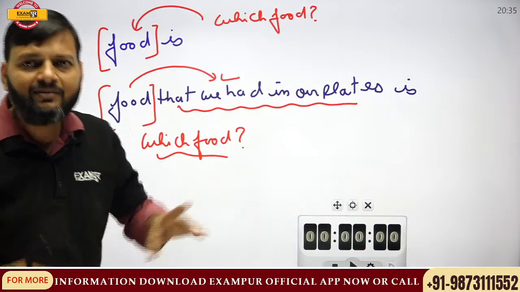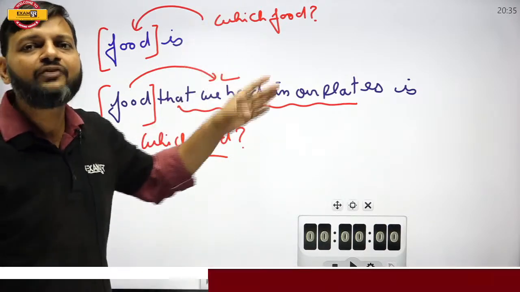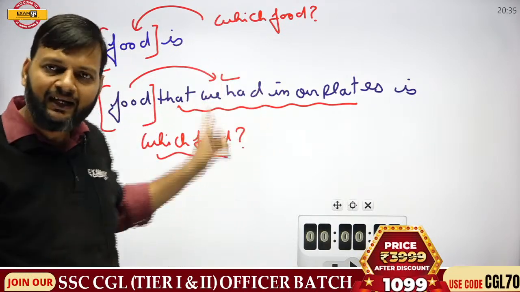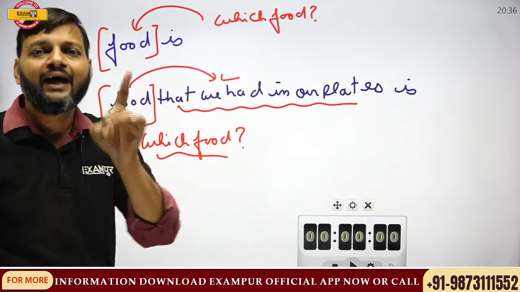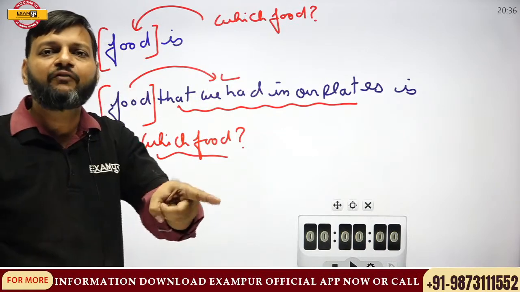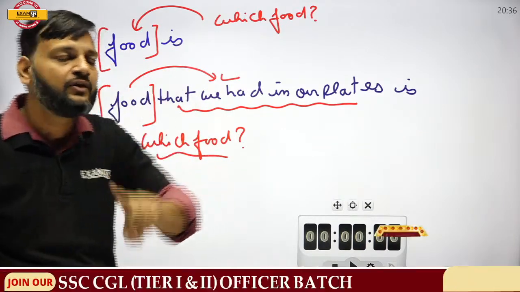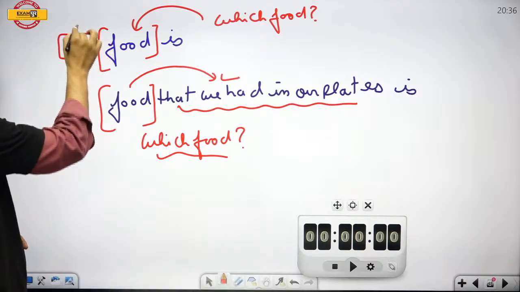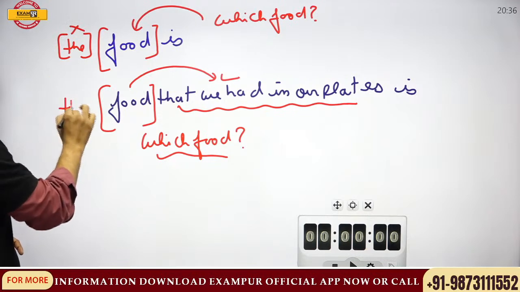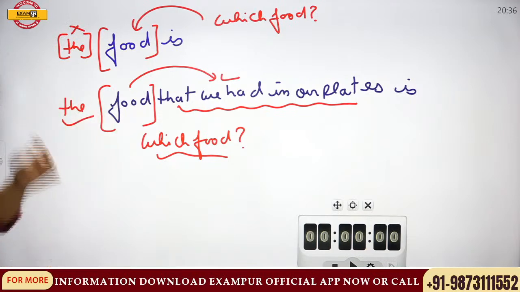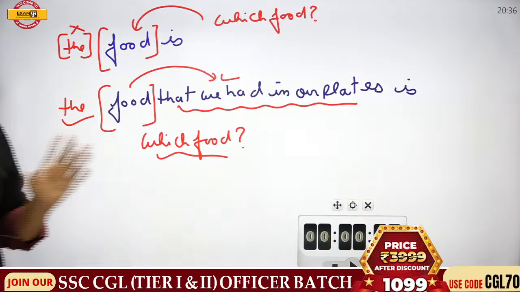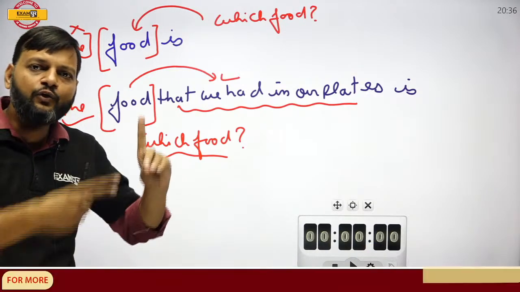That means in the first sentence food is not determined with any word or sentence, but in the second sentence food has been specified with a relative clause, that we had in our plates. So here the use of the is superfluous, no need of the, but here the will be used. Okay, got my point or not? Did you get this rule or not?